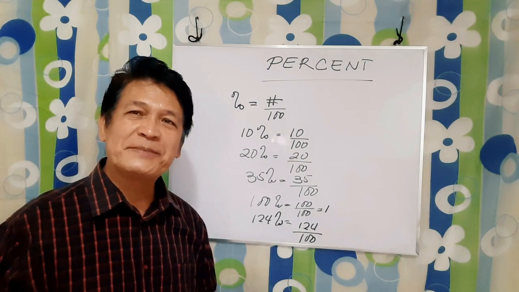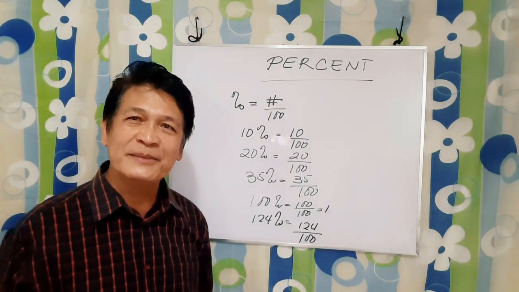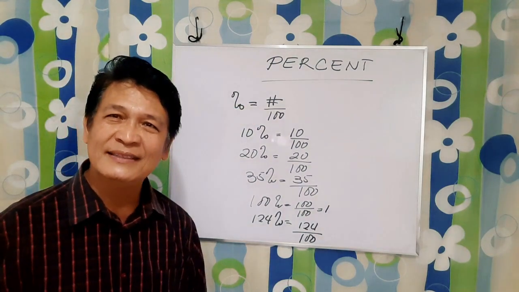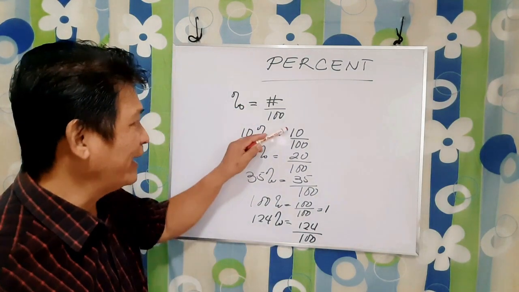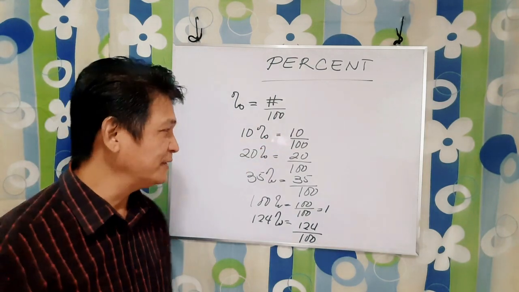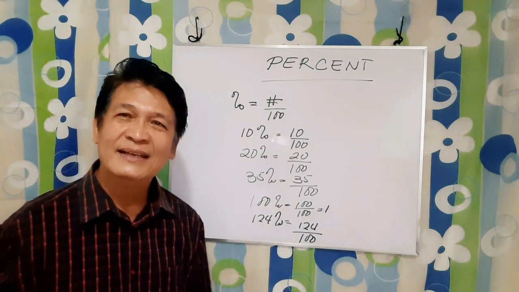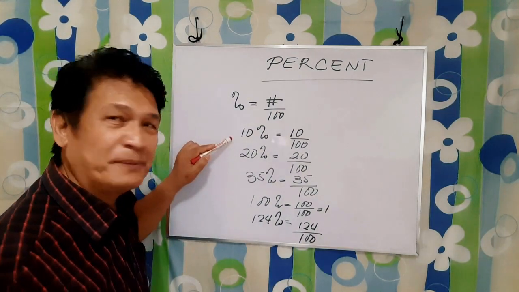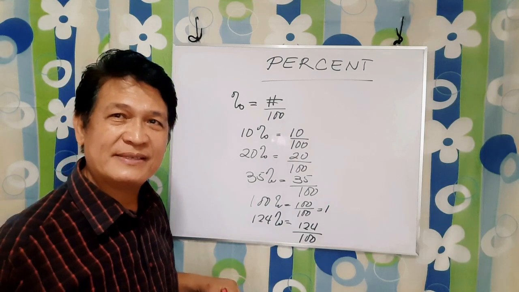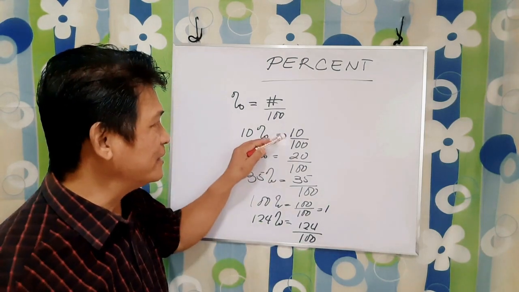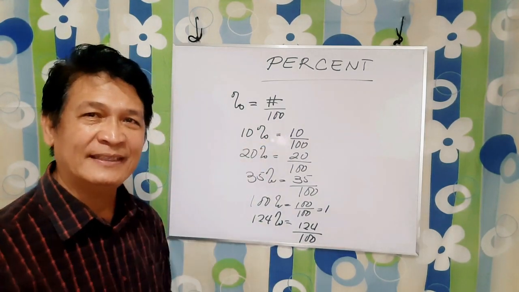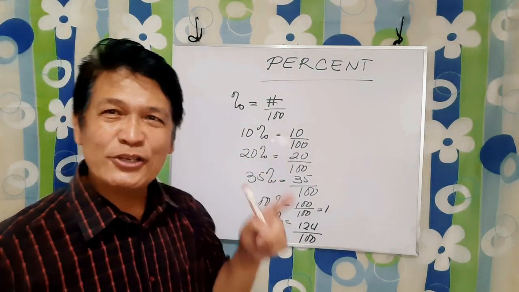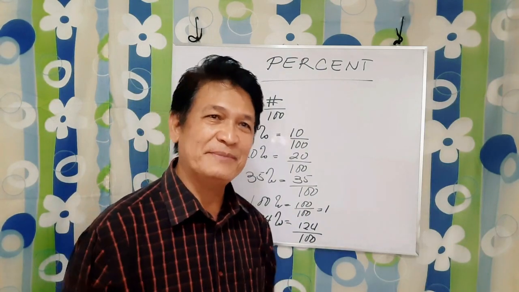Now, you can express your percent in terms of a fraction because your number over 100 is a fraction. So 10 over 100 is a fraction. 35 over 100 is a fraction. Therefore, your percentage can be expressed as 10% or as a fraction, 10 over 100. Now, here is the interesting part. Your percent can also be expressed as a decimal.